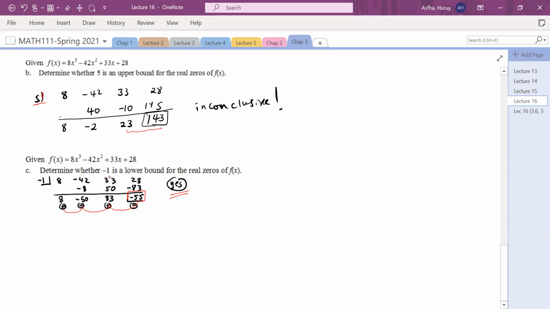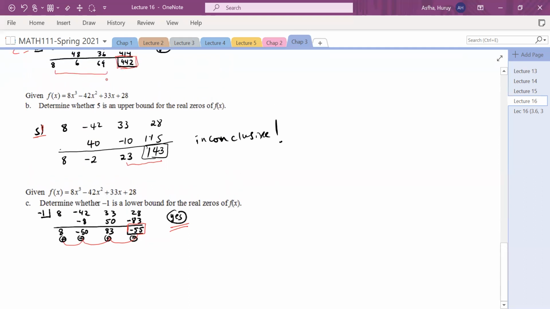So that means I can omit all the possible rational zeros of the polynomial above 6. We can cut them off. That way we can reduce the options so that we can try only those values.